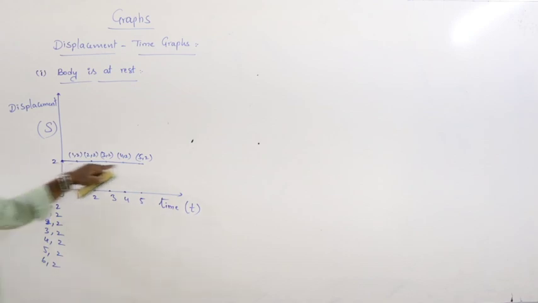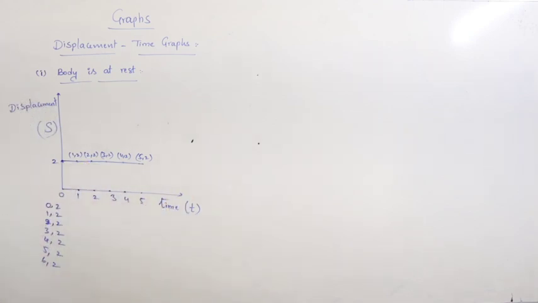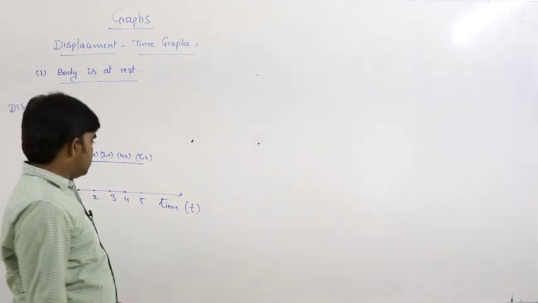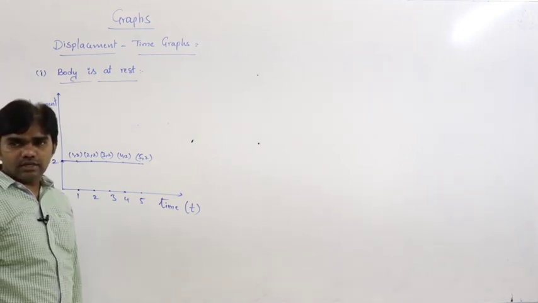If you join all these lines, what is the shape? What is the shape of the graph? Straight line parallel to the x-axis. The shape of the graph is a straight line parallel to the x-axis. So that is the shape.